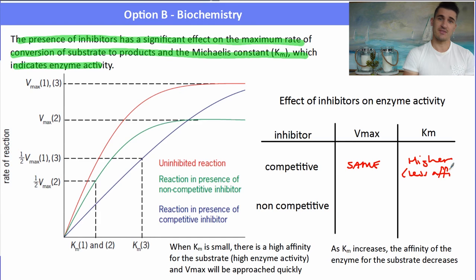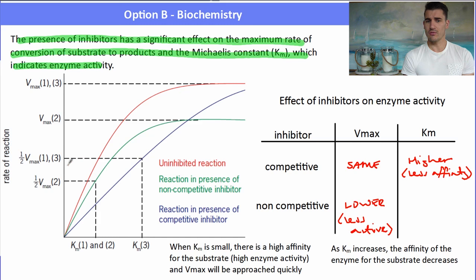That's because some of those active sites have been taken by the competitive inhibitor and they physically can't get in there. A non-competitive inhibitor will lower the Vmax, so it will have a lower maximum efficiency, or it's less active. The Michaelis constant, though, for a non-competitive inhibitor will remain the same. It's not changing the attraction of the enzyme to the substrate, it's simply lowering its maximum efficiency. So it's approximately the same. So it has the same affinity for the substrate, it's just that a number of the enzyme molecules have changed their shape.